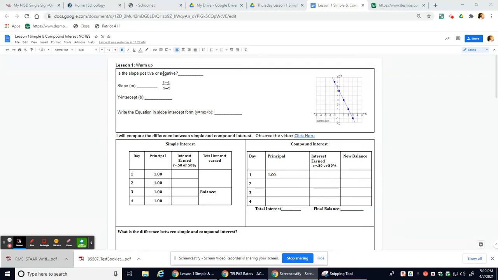Greetings. In this lesson, we will compare the difference between simple and compound interest.